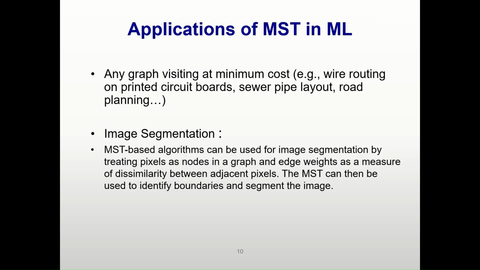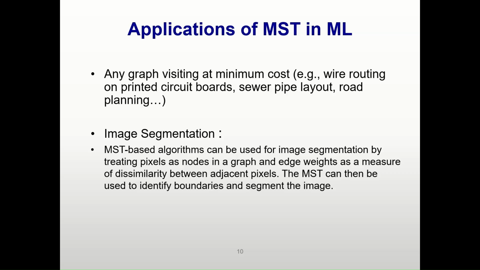Applications of minimum spanning tree in machine learning. For any graph visiting at minimum cost, a minimum spanning tree can be used. One of the most used sectors is image segmentation. Minimum spanning tree based algorithms can be used for image segmentation by treating pixels as nodes in a graph and edge weights as a measure of dissimilarity between adjacent pixels. The minimum spanning tree can be used to identify boundaries and segments in the image.